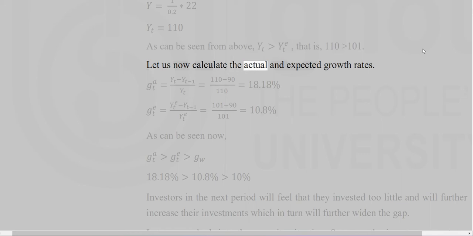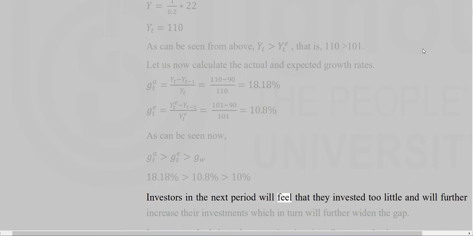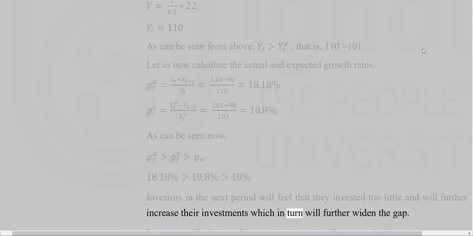Let us now calculate the actual and expected growth rates. 18.18% and 10.8%. As can be seen now, 18.18% is greater than 10.8%, which is greater than 10%. Investors in the next period will feel that they invested too little and will further increase their investments, which in turn will further widen the gap.